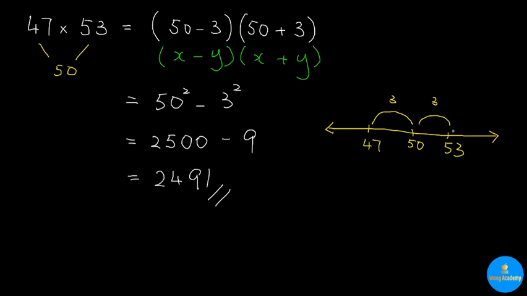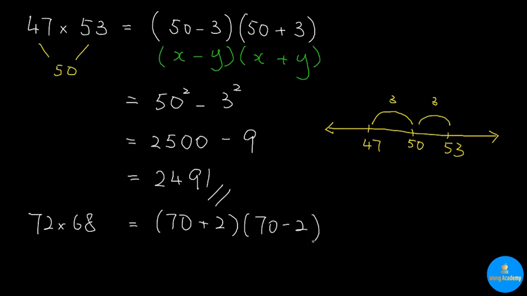Let's practice once more by multiplying 72 with 68. The midpoint between 72 and 68 is 70. 72 is 70 plus 2, and 68 is 70 minus 2. The difference of two squares formula will give us 70 squared minus 2 squared, which is 4,900 minus 4. And the final answer is 4,896.